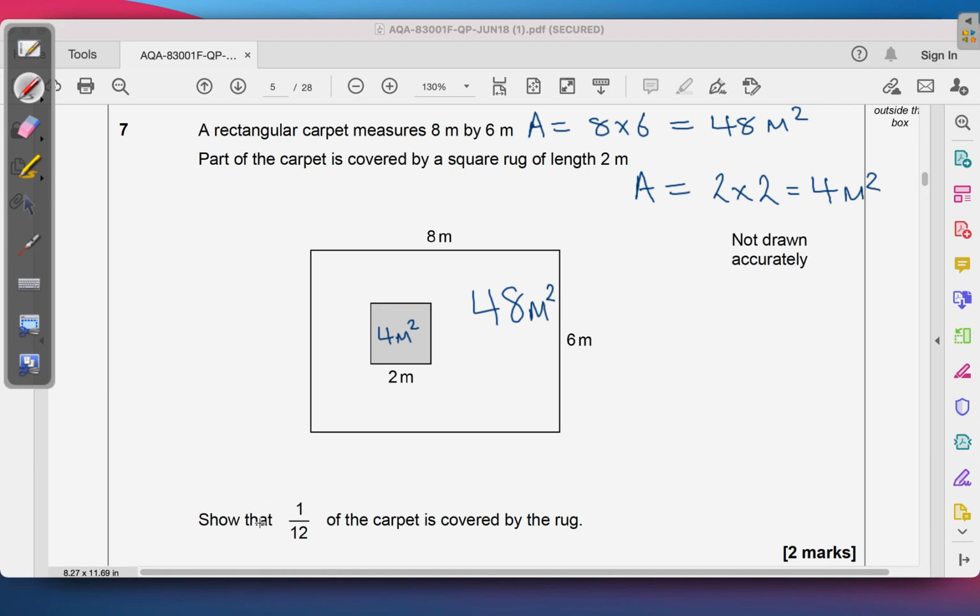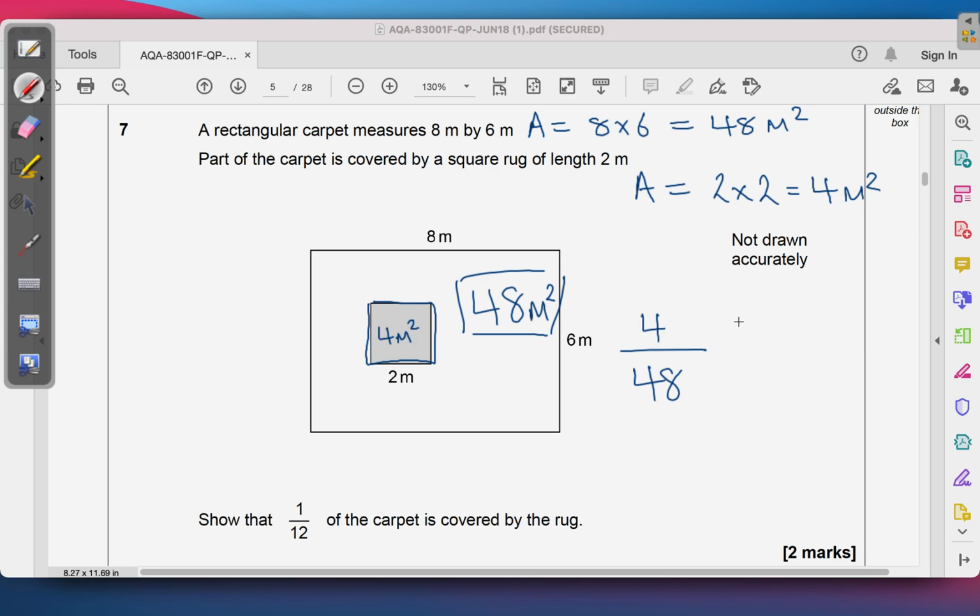So show that 1/12 of the carpet is covered by the rug. I need to show that this area here is 1/12 of this area here. When you have to show that one quantity is a fraction of another, you simply do the smaller one divided by the larger one. So we have 4 out of 48 meters squared. We have expressed the area of the rug as a fraction of the area of the whole carpet.